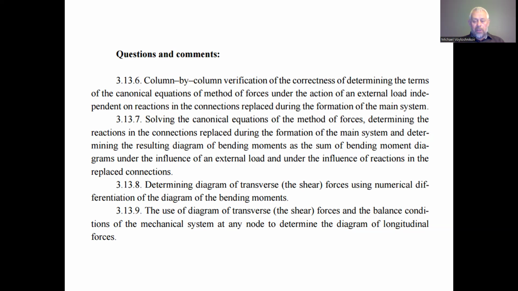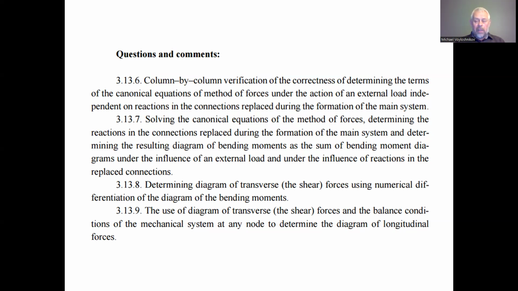3.13.8 Determine the diagram of transverse shear forces using numerical differentiation of the diagram of the bending moments. The diagrams of bending moment and shear forces are in an integral and differential interdependence: the diagram of the bending moments is the integral of the diagram of the shearing forces. Exactly, we consider all diagrams by the elements of the mechanical system. And the diagram of shearing forces is the derivative of the diagram of the bending moments. We can use the rules of finding the magnitudes of one diagram using another one by numerical differentiation of the diagram of the bending moments.